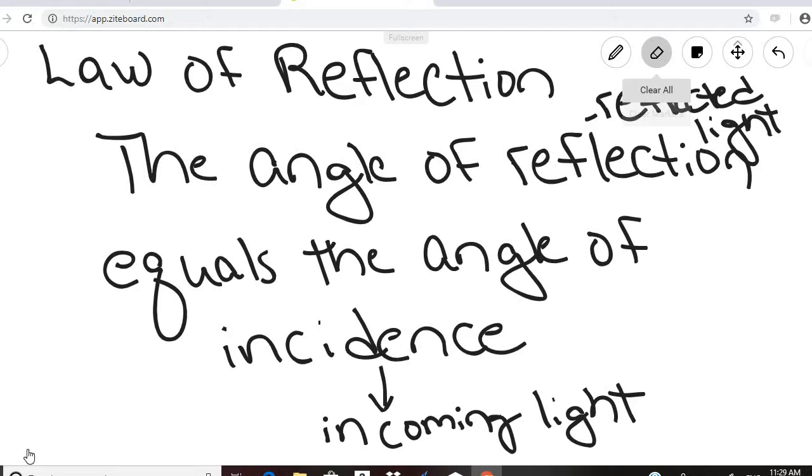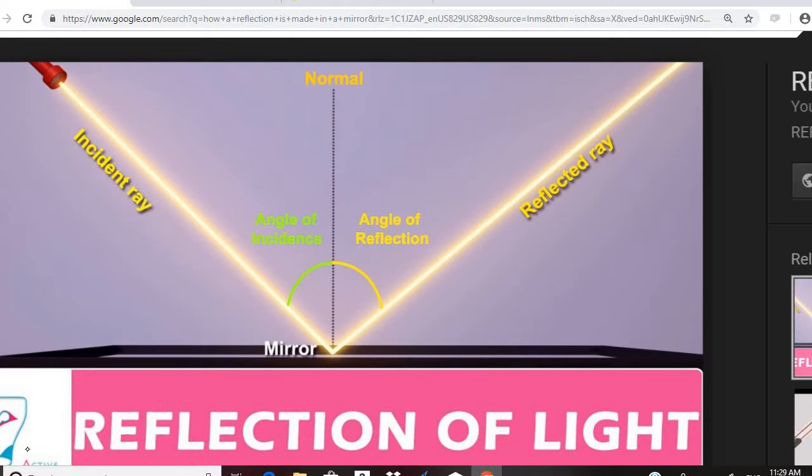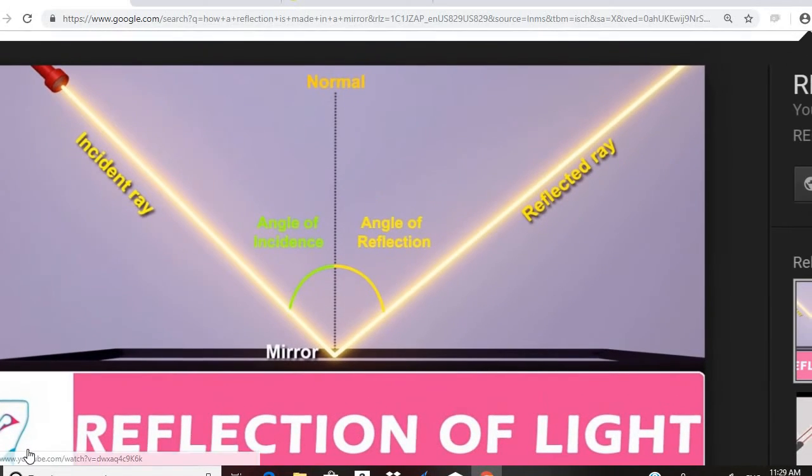So let's look here at a figure. Okay, so on the left side you see the incident ray, and then you see the reflected ray, and you notice that the angle of incidence is equal to the angle of reflection. So that's all that the law of reflection is. There are some practical applications to that.